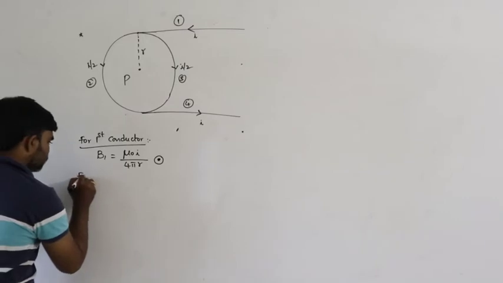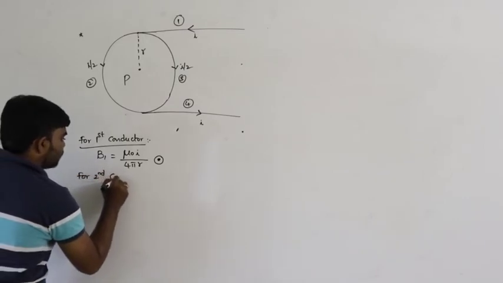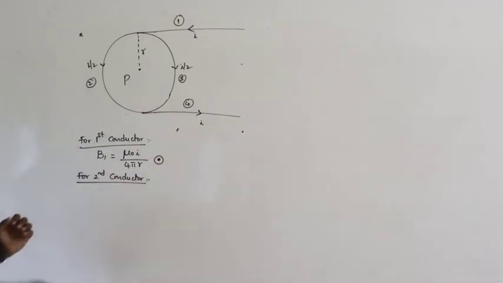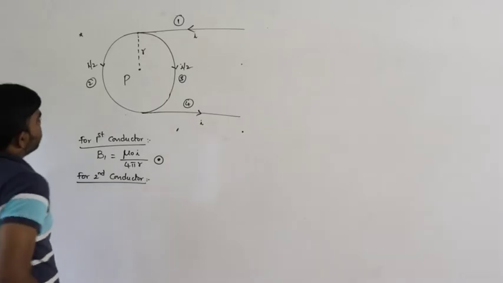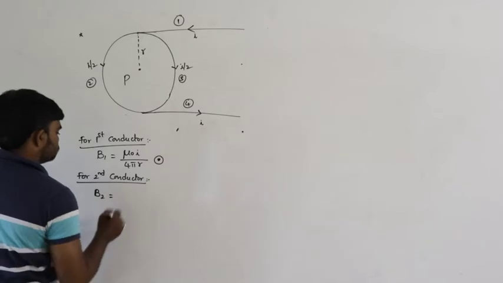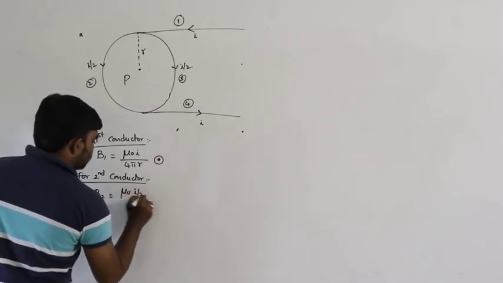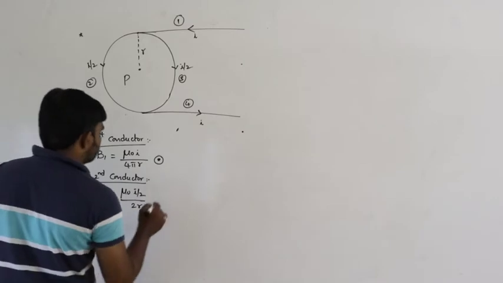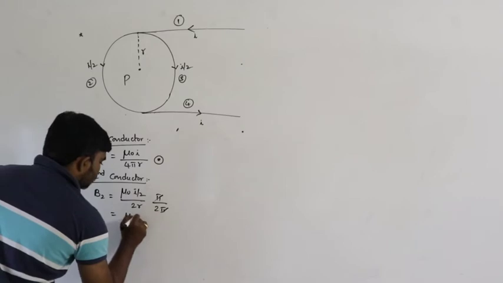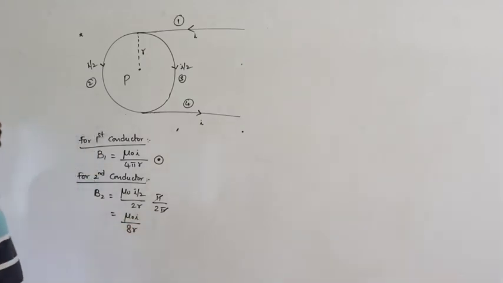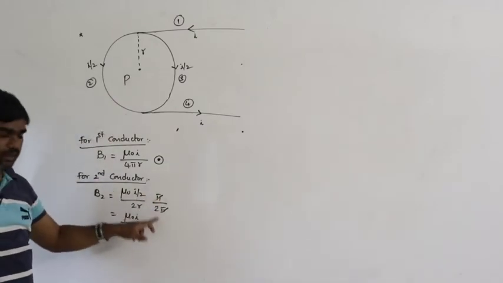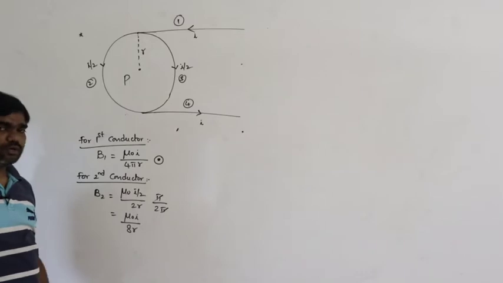Next, for the second conductor, what can we write? So B2 is equal to mu naught I by 2 divided by 2R, into theta by 2 pi, where theta is pi. So that equals mu naught I by 8R. Current is I by 2. The general formula is mu naught I by 2R into theta by 2 pi. Theta value is pi, so pi divided by 2 pi, that is mu naught I by 8R.